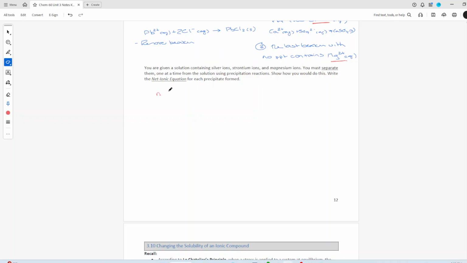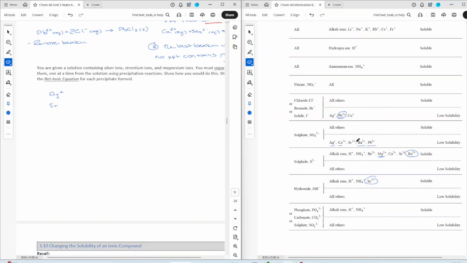So this time we have silver, which is a 1+. We have strontium, which is what is strontium? I think it's 2+. Strontium, yeah, 2+. And we have magnesium, which is also 2+. Okay, and we are going to look to see how it reacts with all the different anions. So again, we're going to choose chloride. We're going to choose sulfate.